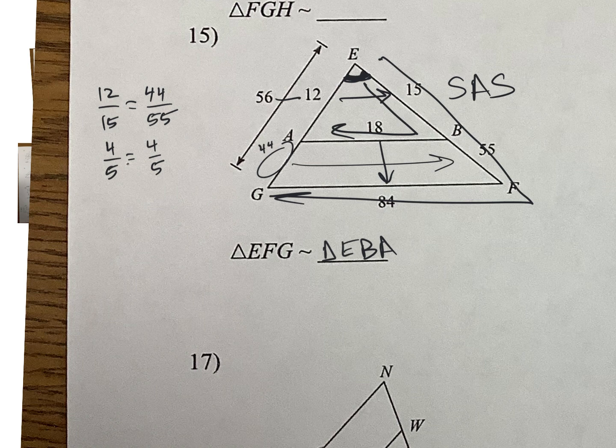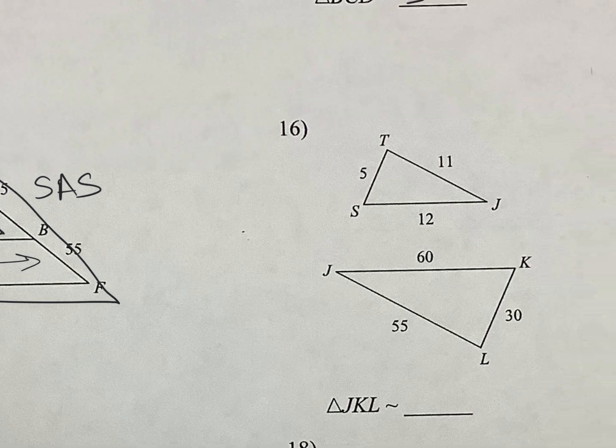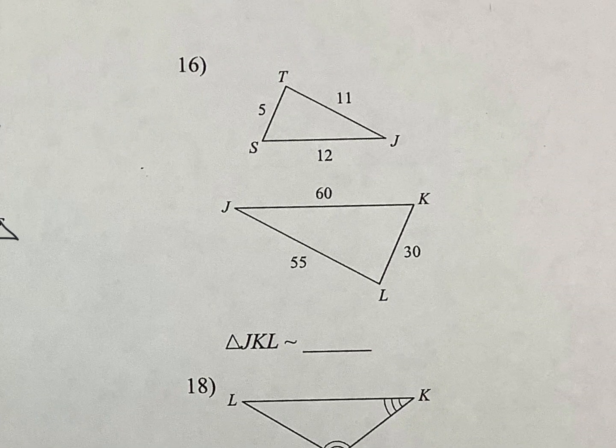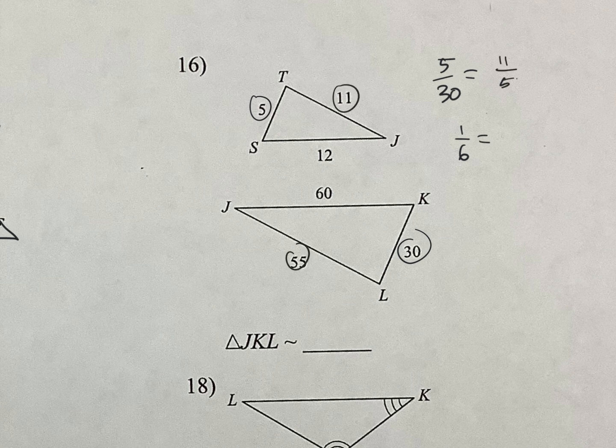Next question, 16. All right. So this will be side, side, side if it's going to be similar. Small to the small side. So 5 is to 30, which is 1/6. Middle number to the middle number. 11 is to 55, which is 1/5. So stop right there. No, they're not similar.